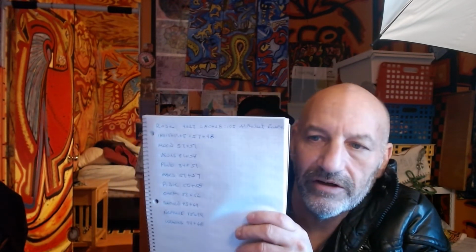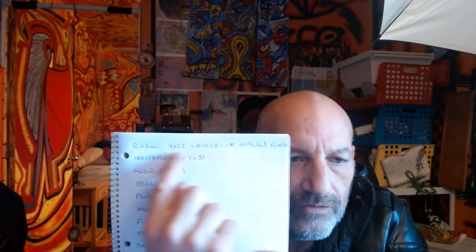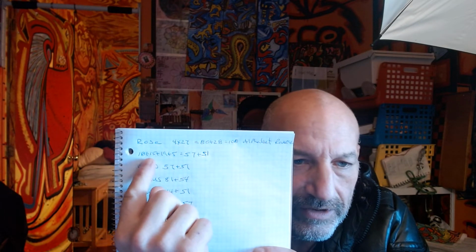Something is wrong in here. I don't know why I got it wrong. 108, 4 by 27 reverse alphabet.